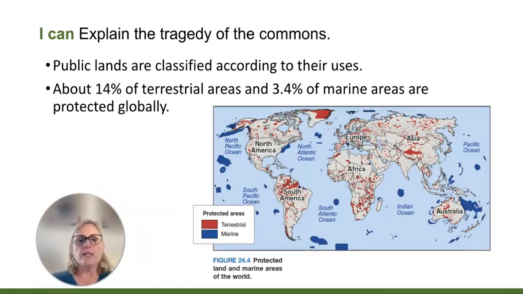Okay, and so here's some public lands. We have to understand that there are lands that are owned by the people of that particular country. And you can see that in the US, on land, it's all the red. These would be national parks, state parks, etc. And then there are marine reserves as well. And they are protected areas.